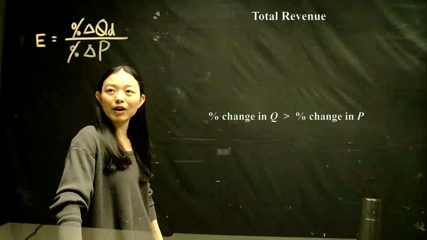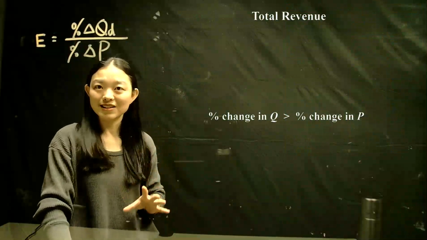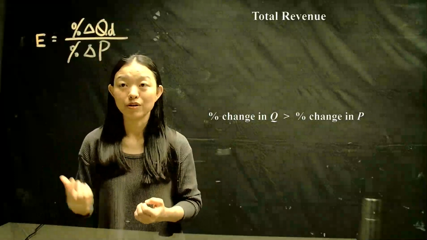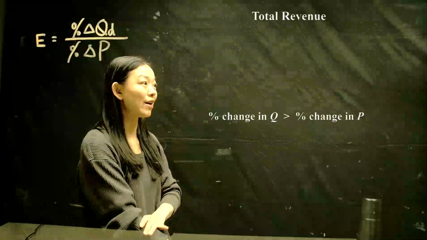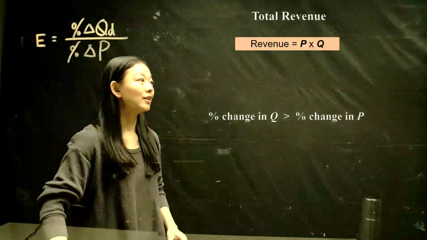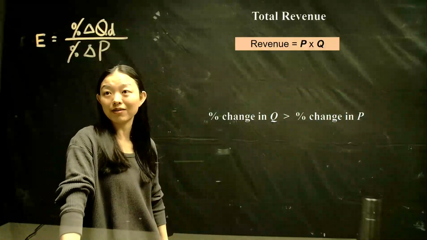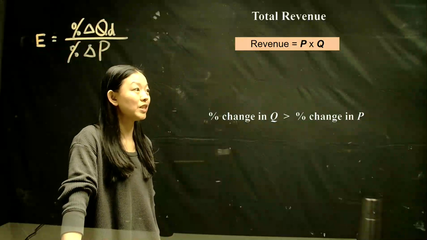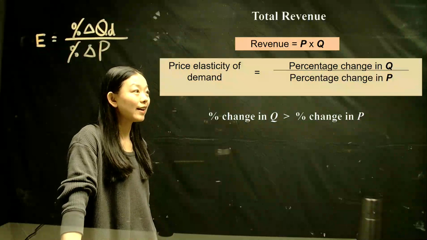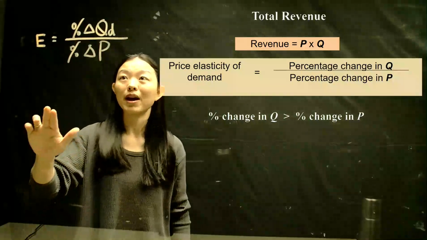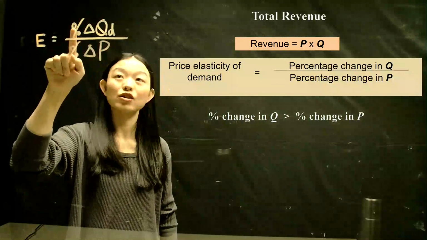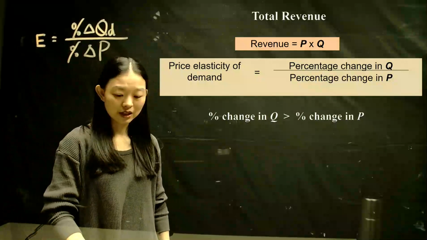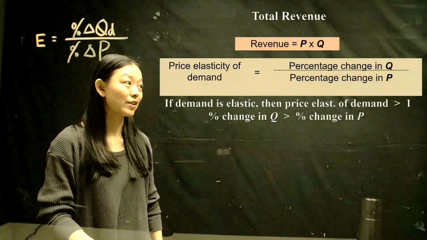Now, we already know the price elasticity. Then we'll move on to talk about the relationship between price elasticity and total revenue. So here, let's look at how we compute the revenue. Revenue just equals price times quantity, right? P times Q. And we know the price elasticity of demand equals the percentage change in quantity demanded divided by the percentage change in price, right?